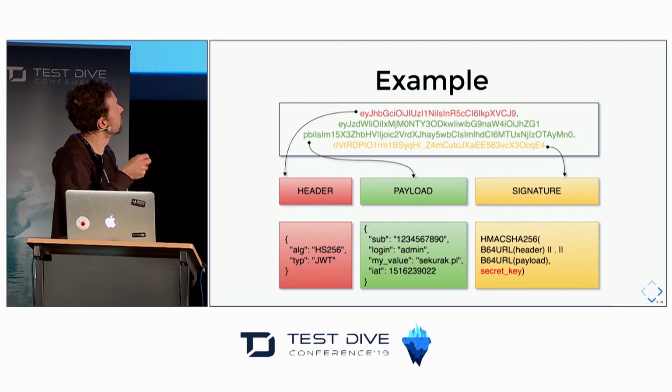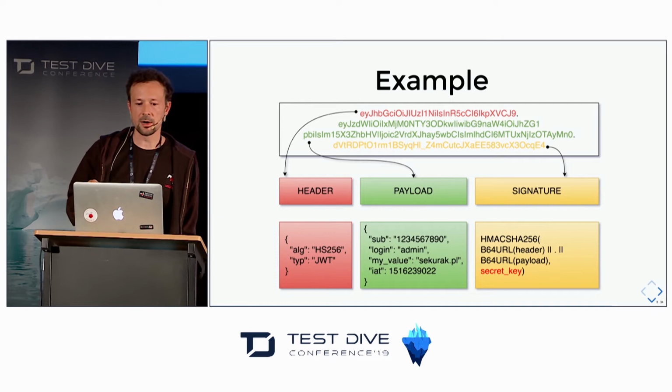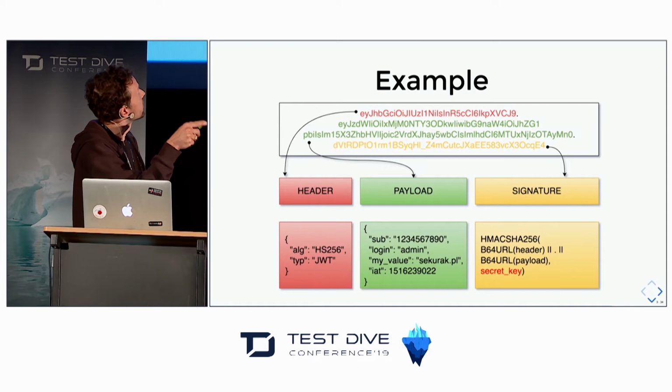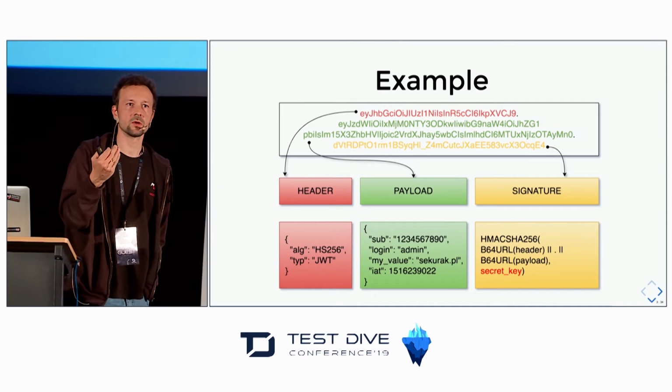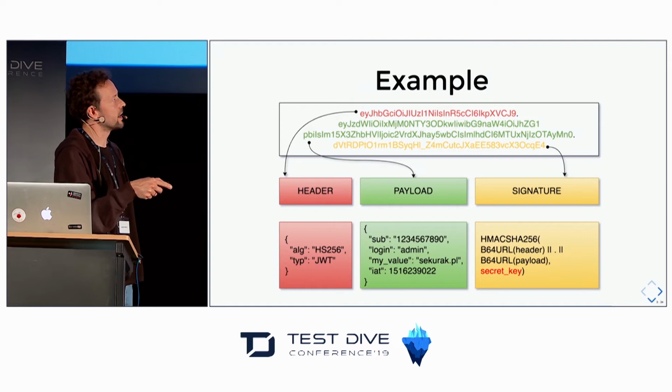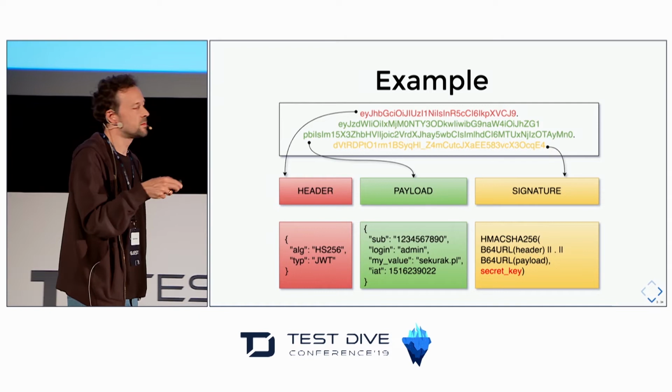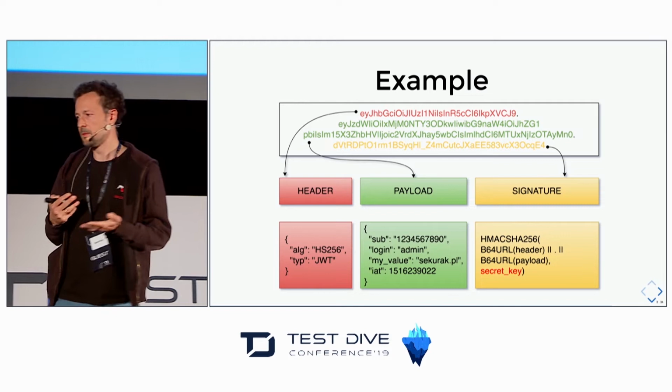And the signature is created out of this red stuff, so header, dot, glued with payload, glued with a secret key, which is stored only server side, and to all of that a function HMAC SHA256 is applied. You can think about this HMAC as a normal SHA256, for example. It's a bit simplified view of this stuff, but it's enough to understand it.